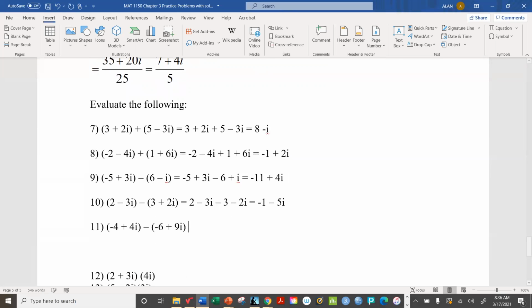All right, now how about here? Minus 4 plus 4i minus, now this is a minus 6, minus a minus 6, it becomes plus 6. Then we have minus 9i when you apply this negative to both terms. So you should have 2 minus 5i. Oops. 2 minus 5i, there we go.